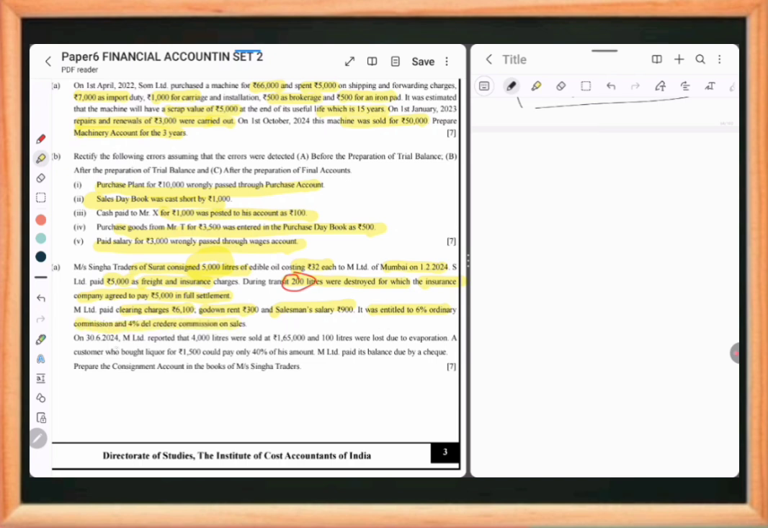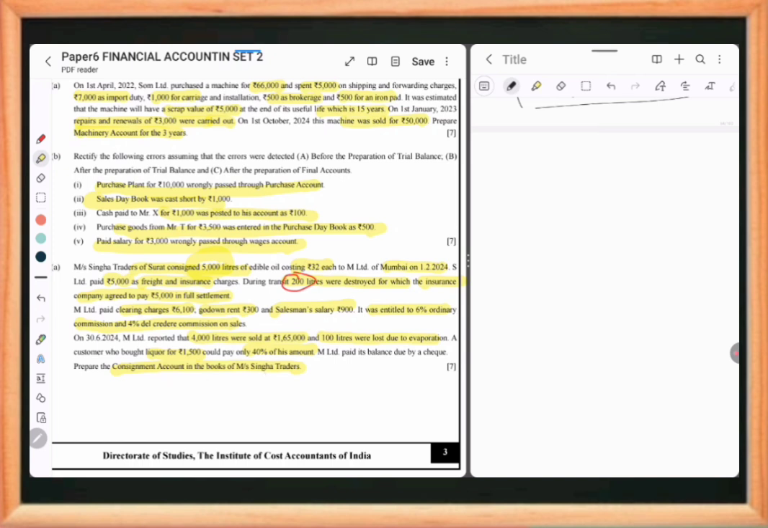On 30/6/2024, M Limited reported that 4,000 liters were sold at rupees 1,65,000 and 100 liters were lost due to evaporation. A customer who bought liquor for rupees 1,500 could pay only 40% of his account. M Limited paid the balance due by check. Prepare consignment account in the books of Singha Traders. So we have to prepare consignment account in the books of Singha Traders.